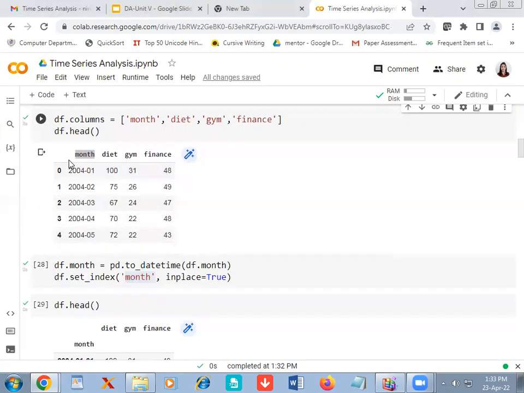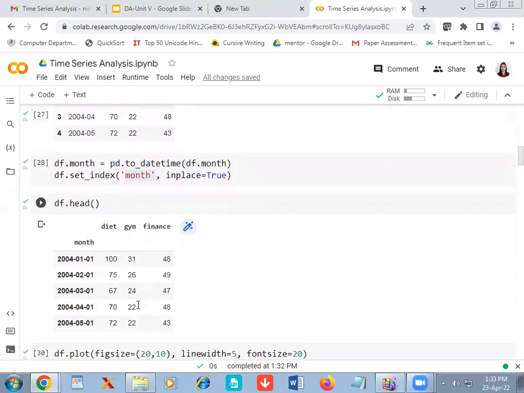The main first step of pre-processing for time series is to convert your timestamp into date and time format, if it is not already in that format. So I have converted it into the date and time format, df.month, and I have set the index because I need month as an index. So I have set month as an index.